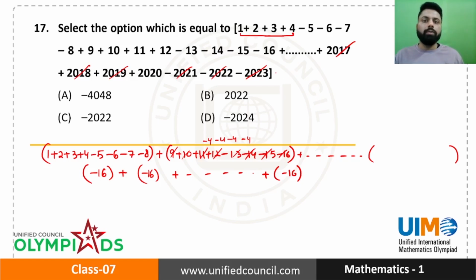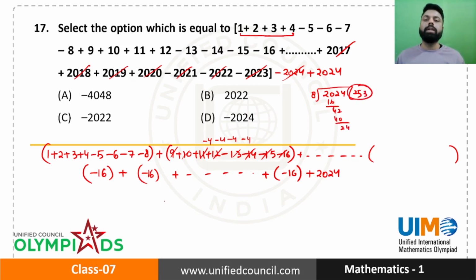see, we have to subtract 2024 from here and we need to add 2024, because then this difference will be minus 16 plus 2024. Now 2024, we are taking a group of 8 numbers. The biggest number is 2024. If you divide it by 8, 2 times 16, 5 times 40, 3 times, 253 groups will be there.